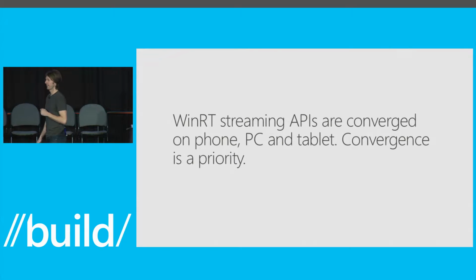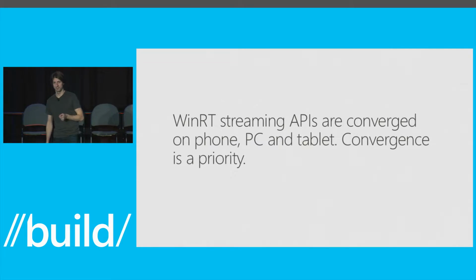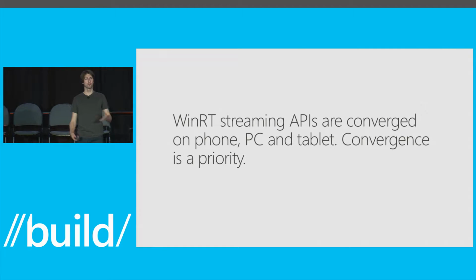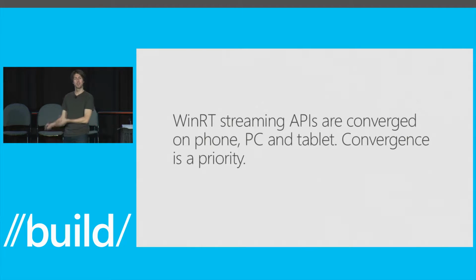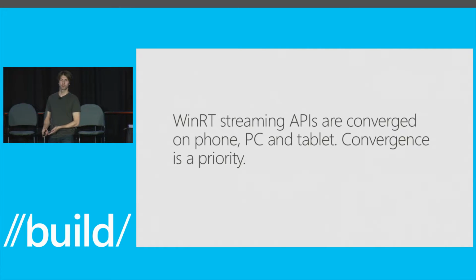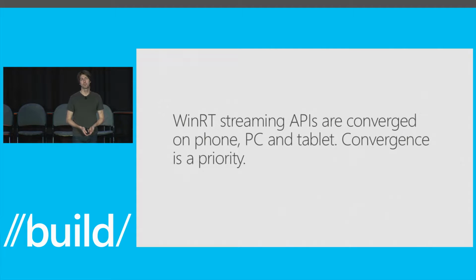If there's one thing that you walk away with today, it's this: convergence is a priority for us. And those top three that I mentioned, media source extensions, media stream source, and custom MF extensions, are converged and available across our family of devices. Any of the work that we do looking forward, as it relates to streaming or media playback, if it's exposed in the runtime, we treat convergence as a priority so you don't have a fractured ecosystem, so you can create those universal apps that play everywhere.